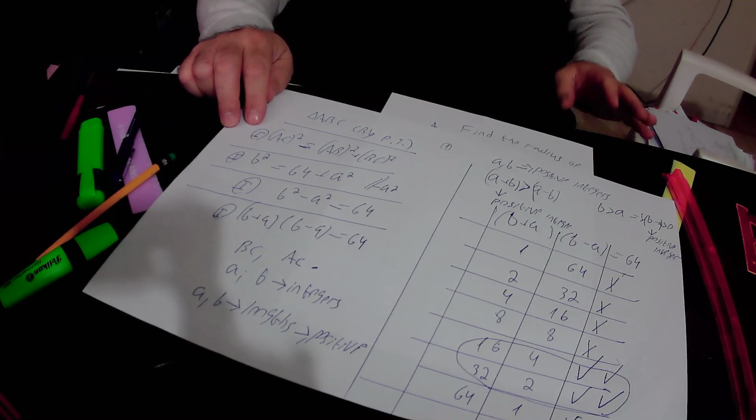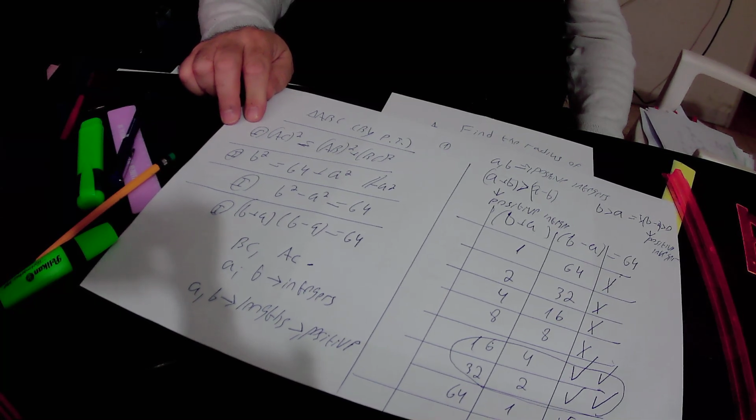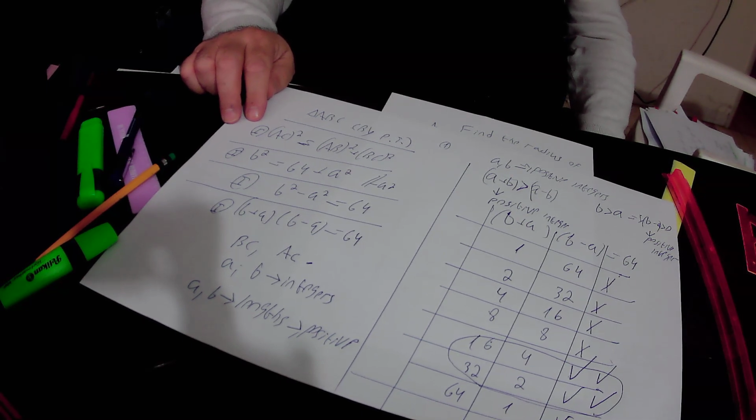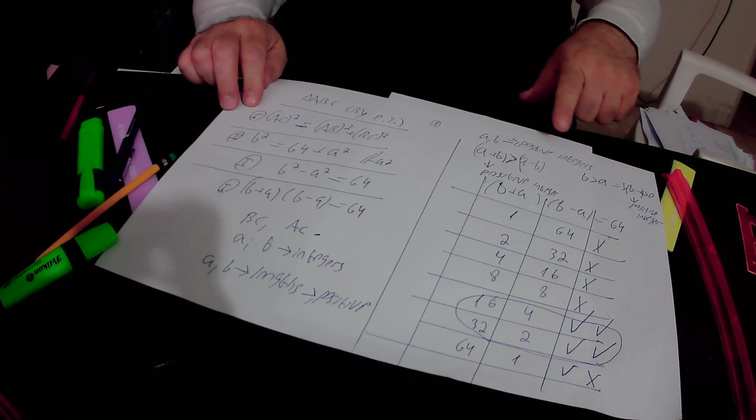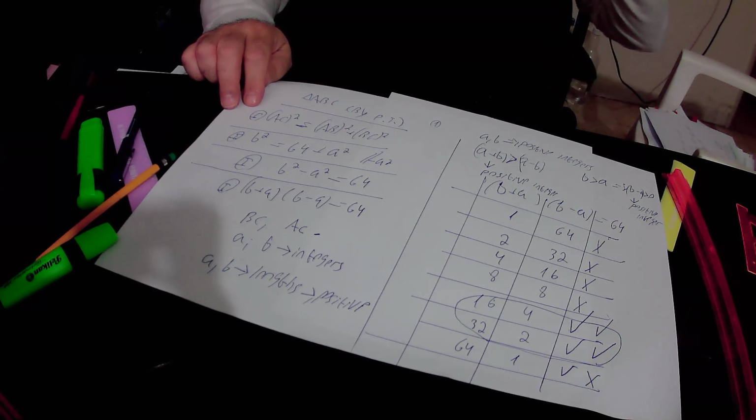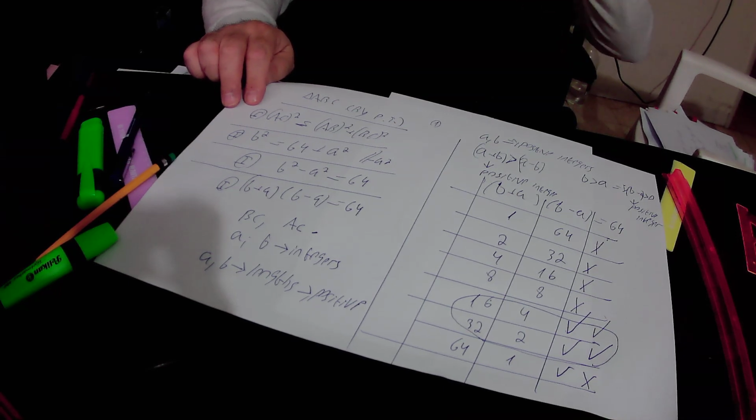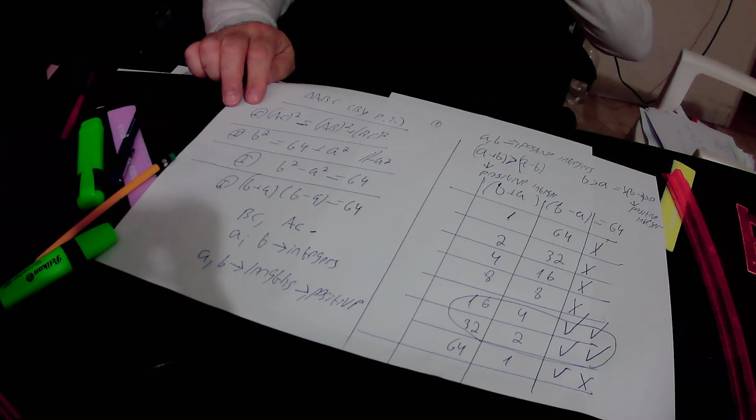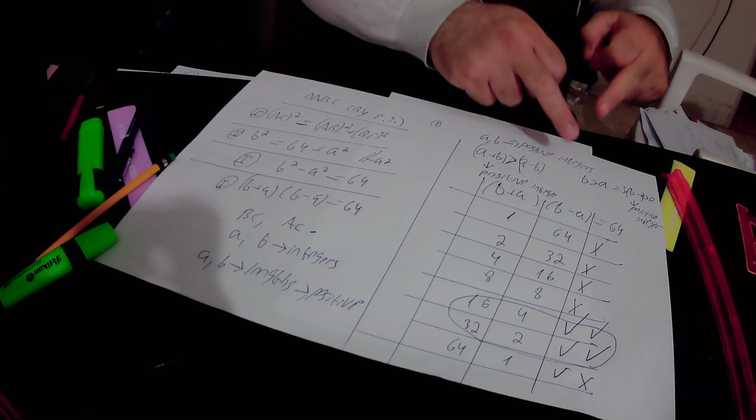So B is a positive integer and A is a positive integer. So B minus A, that is positive, must be a positive integer. Therefore, B plus A must also be a positive integer. So we found out that B plus A is a positive integer, and B minus A is also a positive integer.